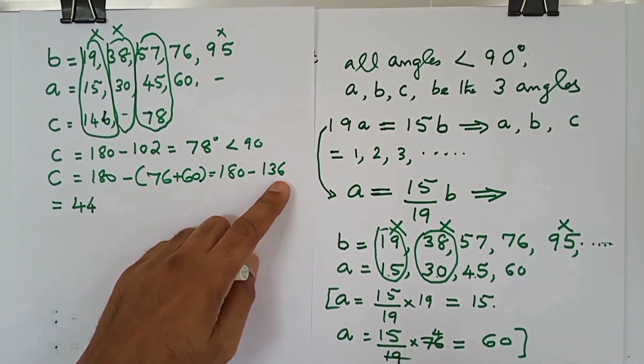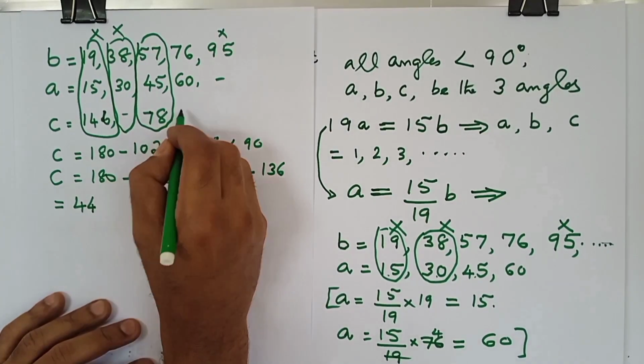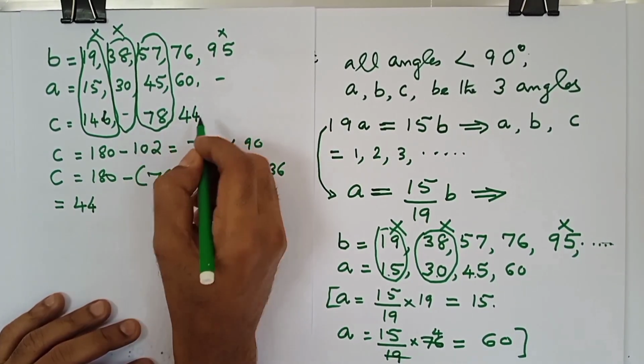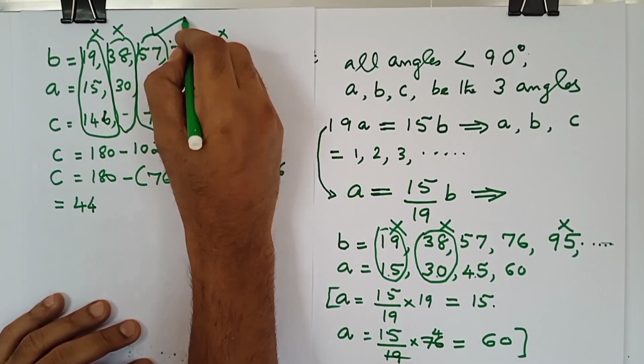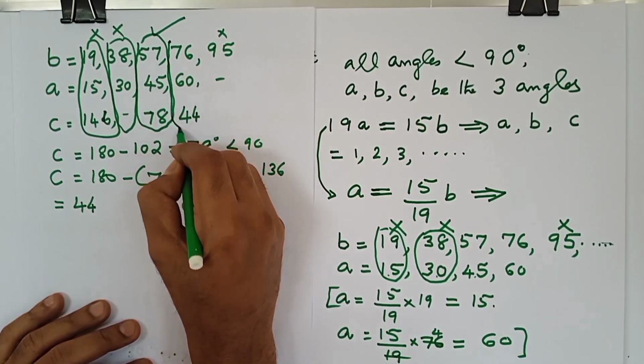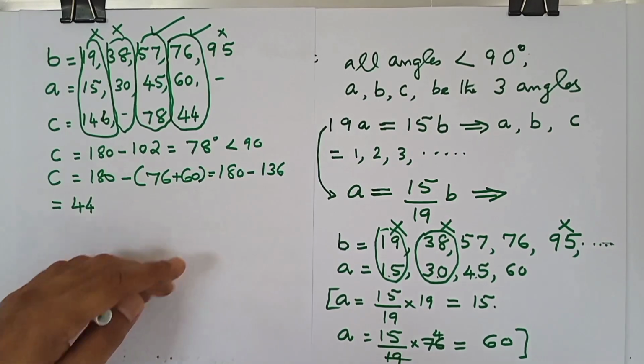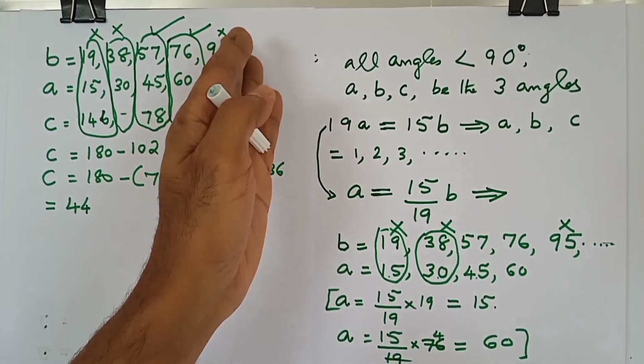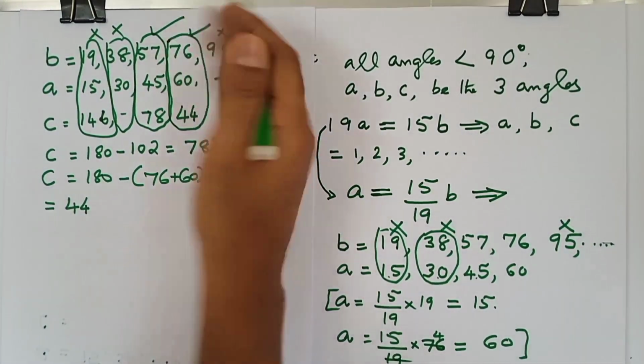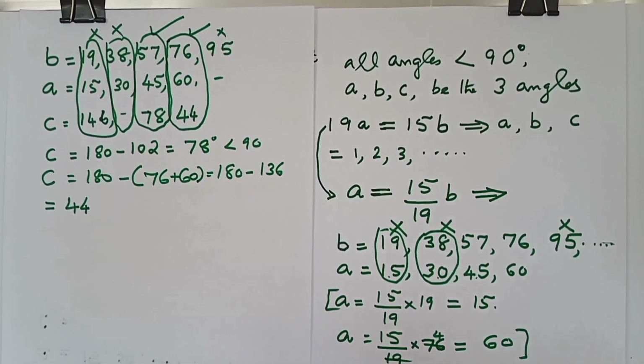Yeah, 136 plus 44 is 180. So this is 44. And this is also acceptable because all the angles are seen to be less than 90. Here, this itself is greater than 90, so we have ruled it out. So what do you observe now?